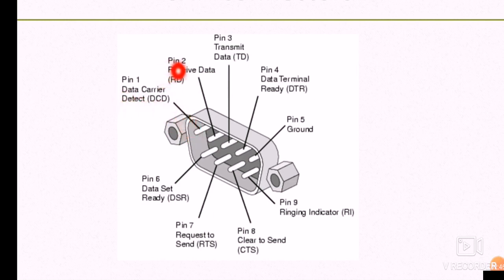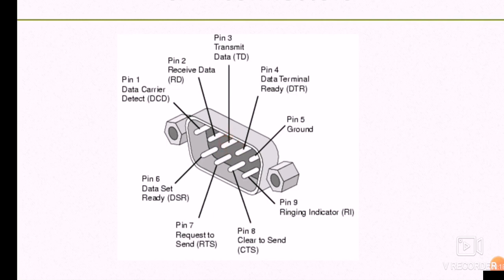Then pin 2 is receive data, RD. Whenever data has been transmitted, as you know, CAN is a multi-way communication that will transmit as well as receive. So whenever it receives, it will get the data from this pin, that is RD. Then pin 3 is transmit data. Again I am telling, CAN is a multi-way protocol. So whenever you want to transmit, the data will be transmitted from this pin.